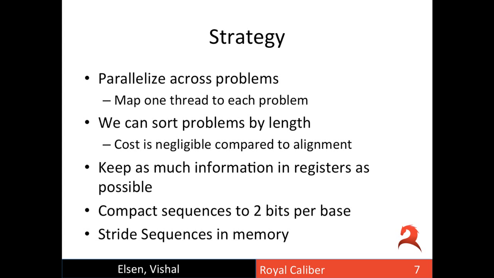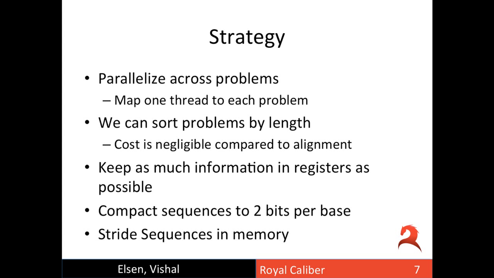Another basic upfront thing that we're going to do is we can afford to sort the problems by length to minimize any sort of divergence that's going to happen when we're doing the solution. Let's say we're solving 100,000 problems at a time. Well, sorting 100,000 numbers is basically zero cost compared to performing 100,000 alignments. It doesn't matter at all. So it's definitely a worthwhile optimization step.